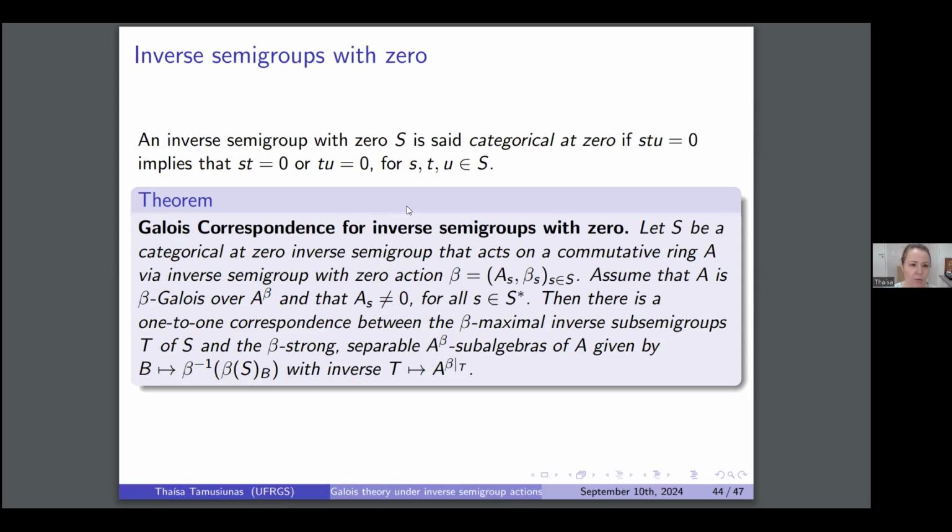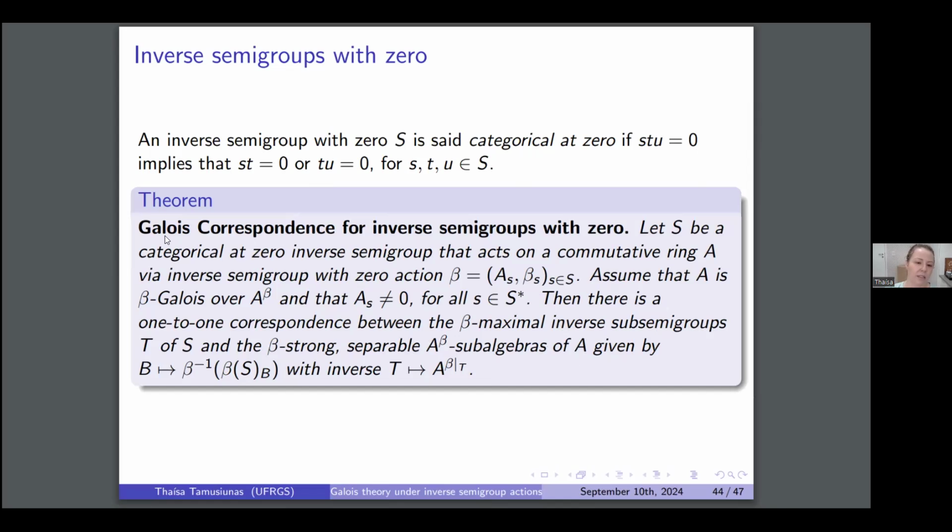And finally, in the case of inverse semigroups with zero, we constructed a Galois correspondence for inverse semigroups with zero that are categorical at zero, which means that if STU is equal to zero, it implies that ST is equal to zero or TU is equal to zero. Under this condition, we also have a one-to-one correspondence between the same inverse subsemigroups and the same beta strong separable beta subalgebras of A. The correspondence is exactly the same.